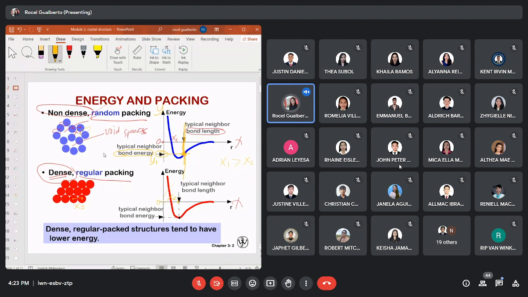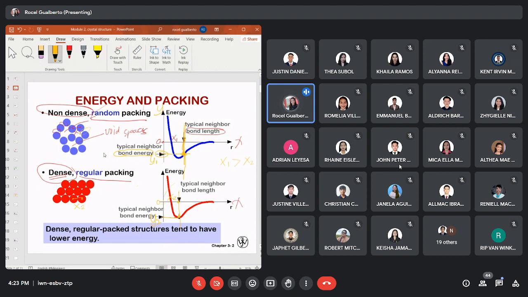Pag nag-meet na po sila with the curve, yun po yung i-read natin. Okay? So, ganun lang po. Ganun din po yung gagawin dito sa regular packing. Okay? You have already your x2, tapos gawa po tayo ng vertical line. O, nag-pass po doon sa atin na curve. So, pag nag-tangent na po siya, yun po yung i-read natin. Ito po yung atin na y2.